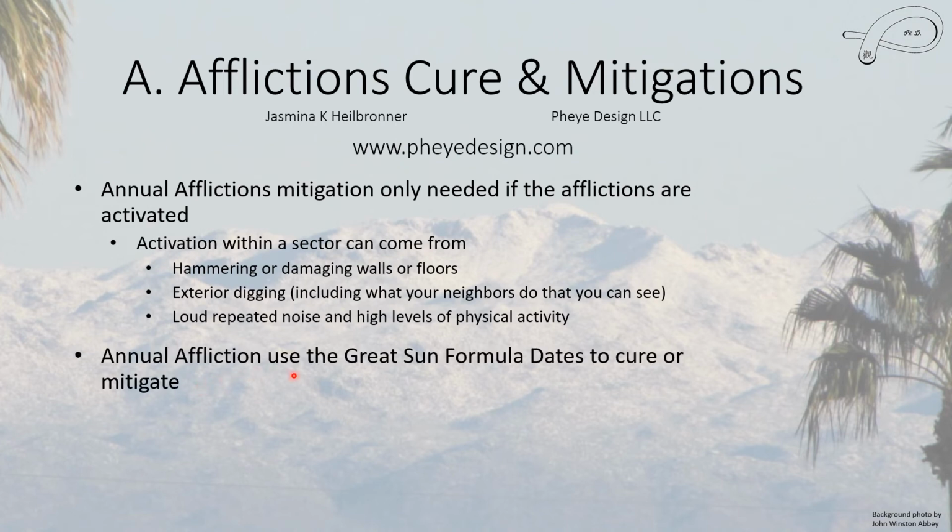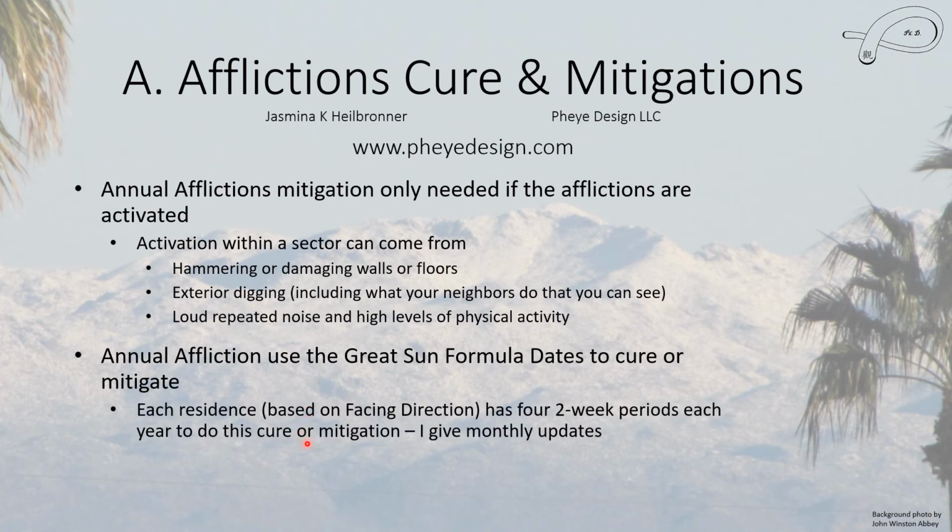Now, the annual afflictions are the only problem that needs curing or mitigating that uses the Great Sun Formula dates. Now, of course, you can use it to cure or mitigate a previous activation during that year, or you can also use these dates to do a renovation, including a big rearrangement of the room, without activating the annual affliction. So these dates are very important.